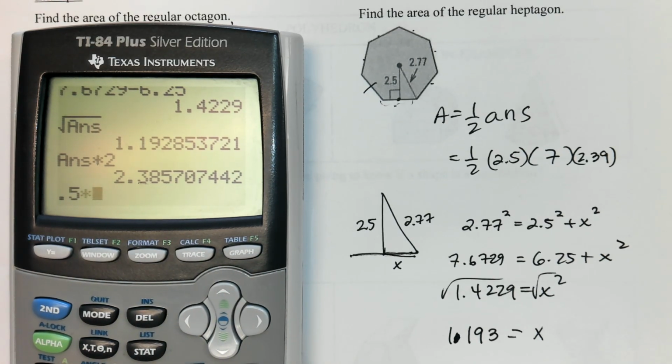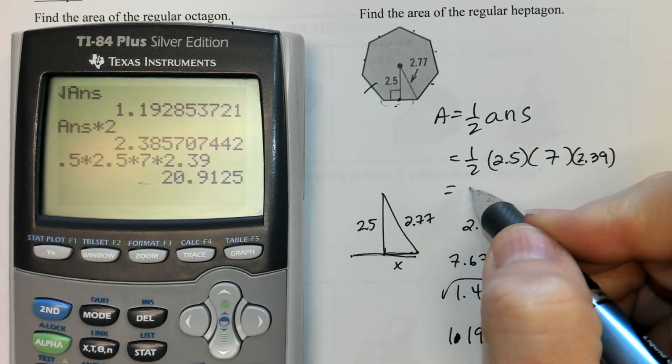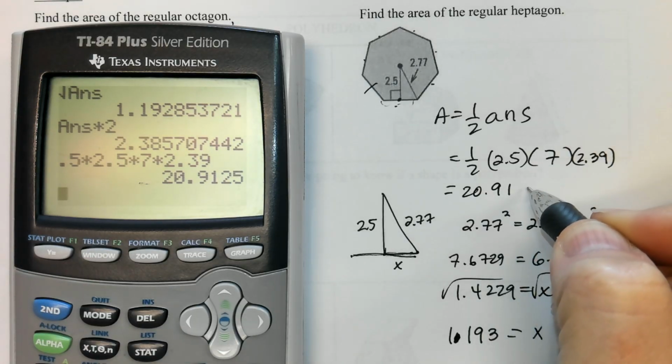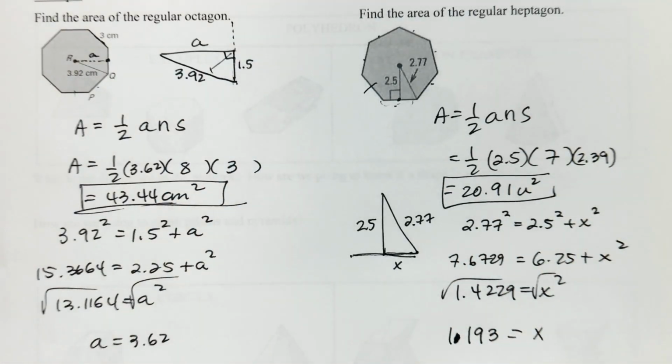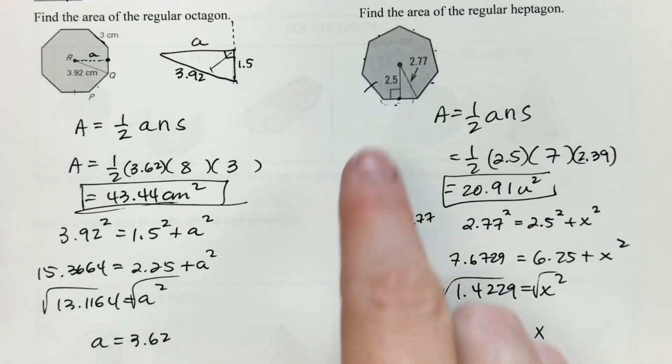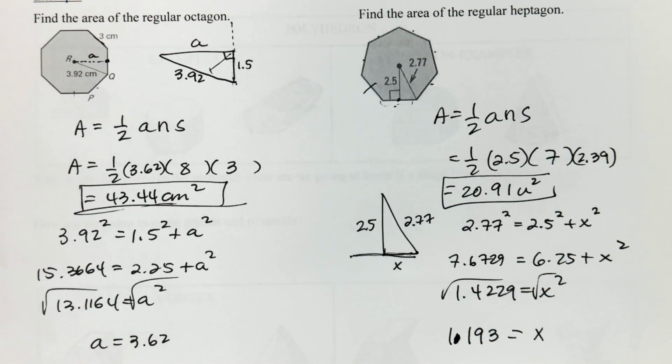Now let's actually find the area. So I've got 1/2 times 2.5 times 7 sides times my side length, which is 2.39. And my area is about 20.91. I don't have any labels, so units squared. So today in all the problems you're going to have, you're only going to get 2 numbers, and you're going to be using Pythags to figure out the third.